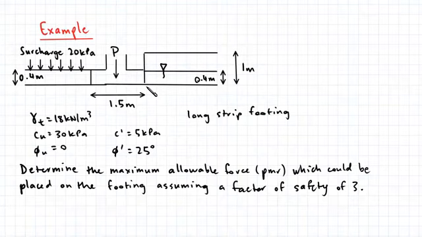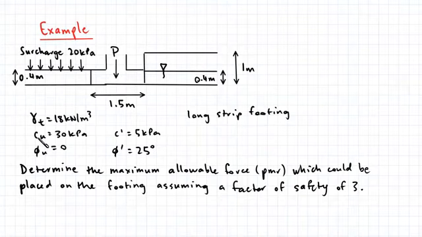Now we're dealing with a long strip footing here with a width of 1.5 meters, and the question is asking us to determine the maximum allowable force per meter run. So this is per unit length because we're dealing with a strip footing, which could be placed on the footing assuming a factor of safety of 3.